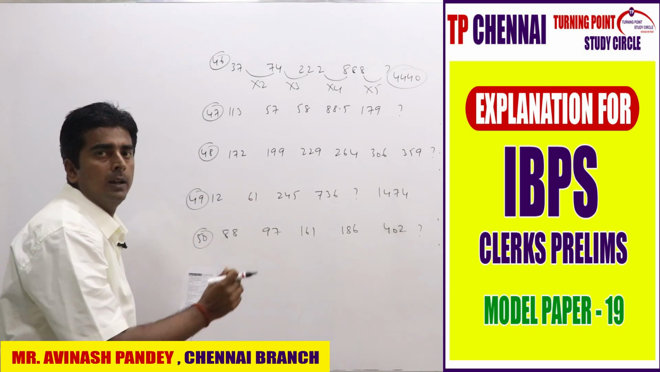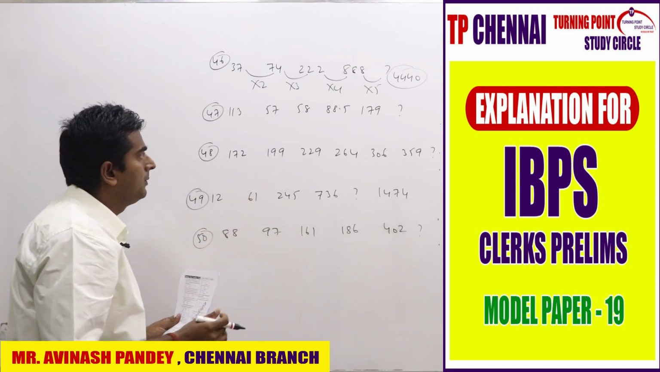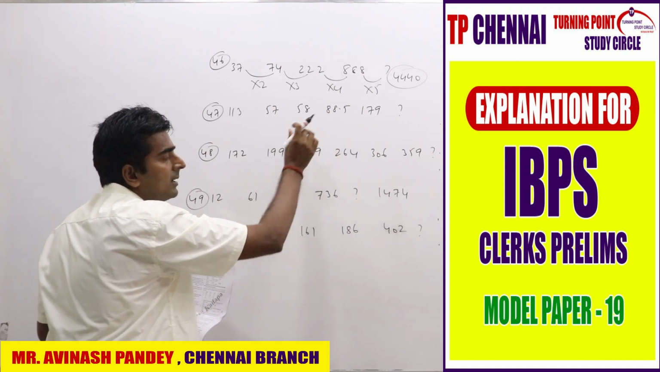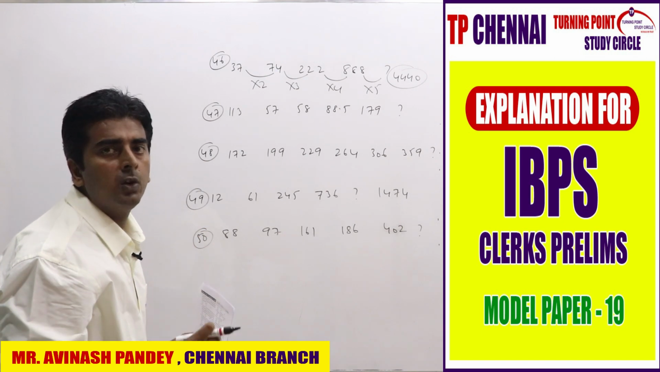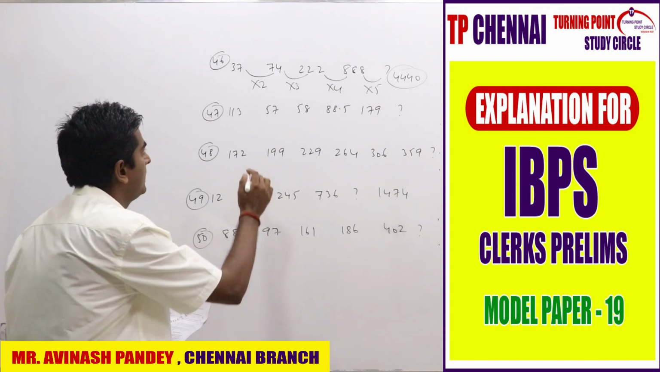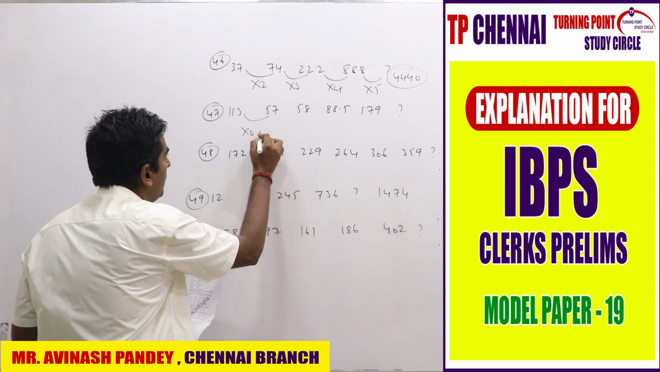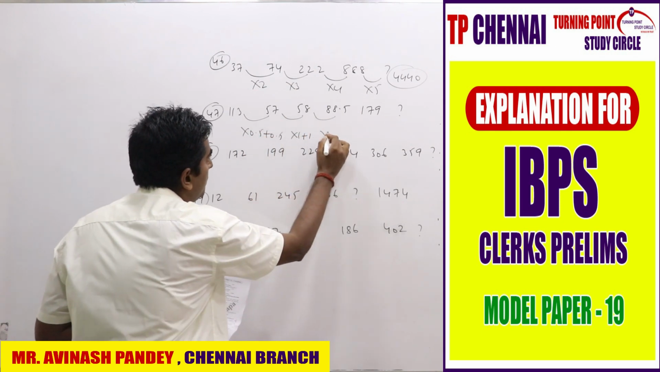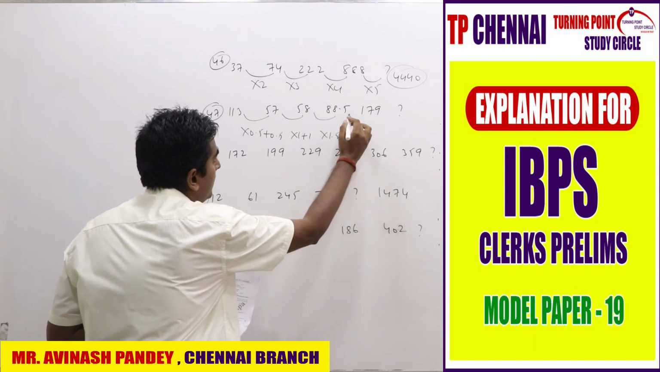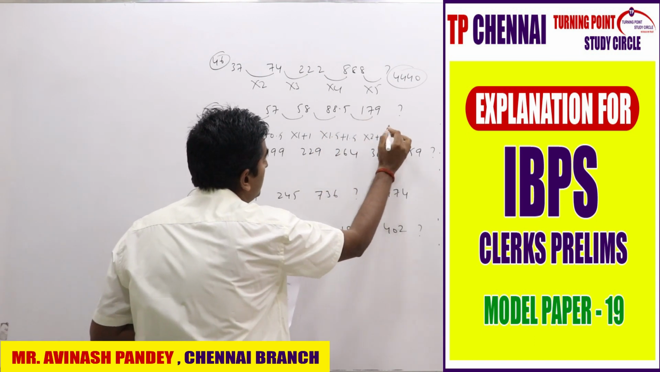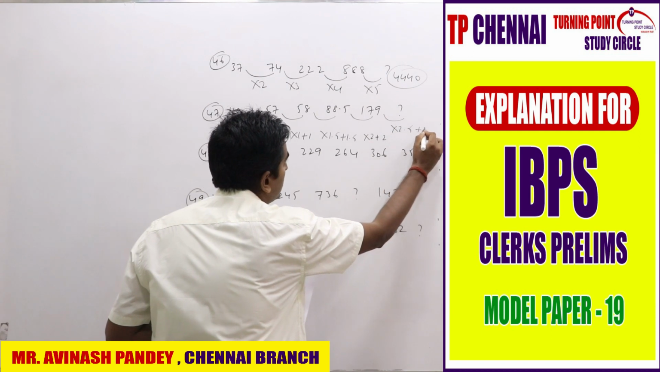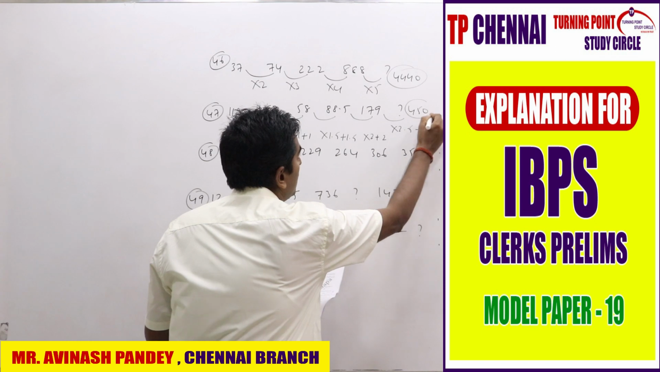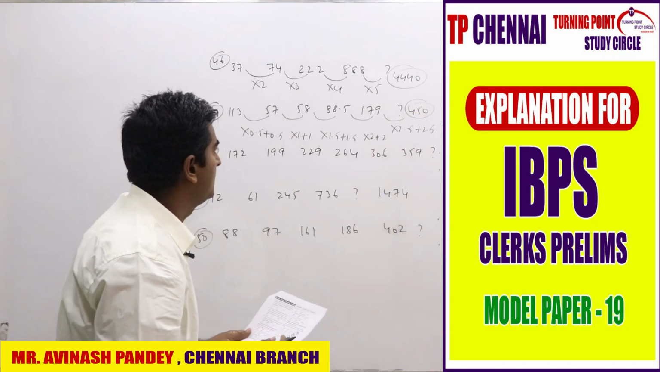Second one, when you see here: 113, 57, 58, 88.5, 179. Again, a decimal is there. Whenever a decimal is there, it always follows multiplication plus addition or subtraction logic. So this is into 0.5 plus 0.5, this is into 1 plus 1, this is into 1.5 plus 1.5, this is into 2 plus 2, and this is into 2.5 plus 2.5. So when you multiply and add here, your answer is 450, right? The answer is 450.